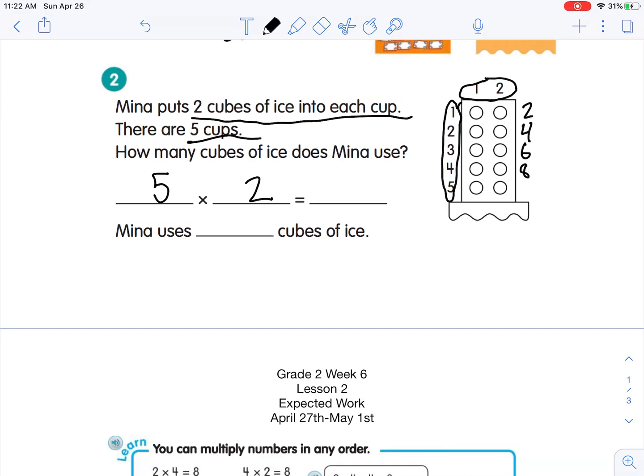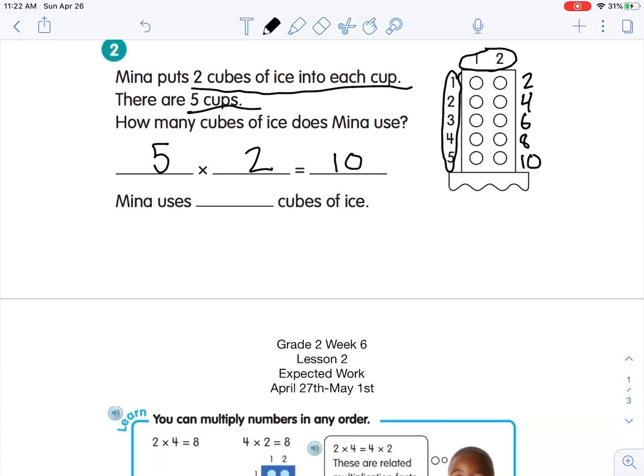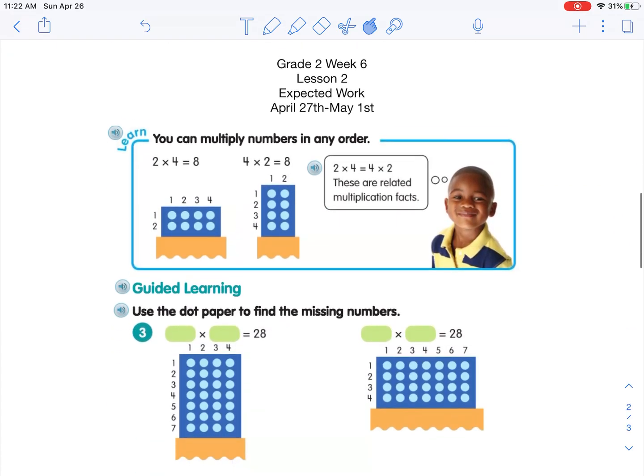2, 4, 6, 8, 10. A lot of you might have known 5 2 times is 10. So you might have done that in your head or a little quicker. Whichever way you want to do it is great. So we know Mina uses 10 cubes of ice.